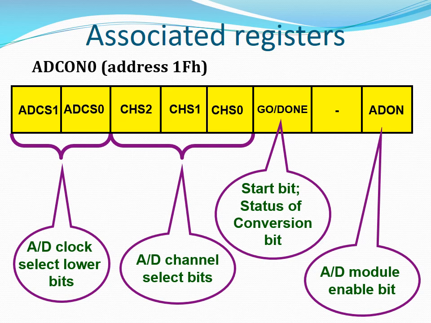ADCON 0 is a register that contains bits that are used to control the operation of the ADC module. ADCS1 and ADCS0 are bits that are used to select the clock frequency for the ADC module. There is a third bit that is used in the selection of the clock frequency, and that bit is located in the register ADCON 1. CHS2, CHS1, and CHS0 are the bits that are used to select the ADC channel that is currently being converted. GO/DONE is the bit that is used to start the conversion process. ADON is the bit that is used to turn on or turn off the ADC module.